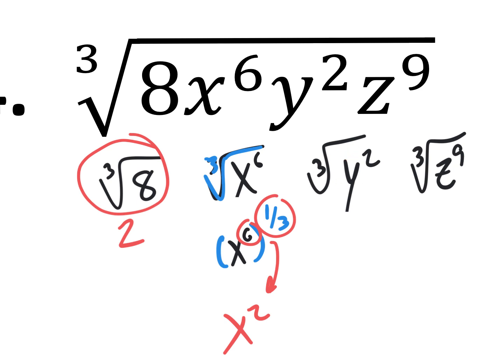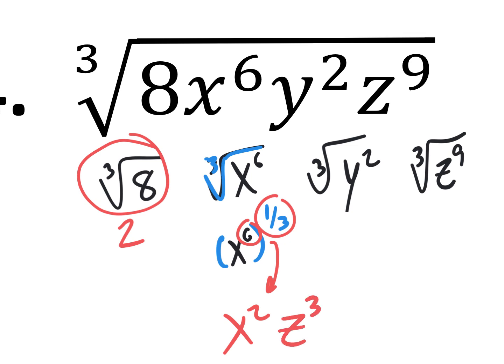How about this guy? What does this equal? Z to the 3rd, right? This is the 3rd root. I want this divisible by 3. It is divisible by 3. If you went with the shortcut, power over root, 9 divided by 3 is 3. So Z to the 3rd is a part of my answer.